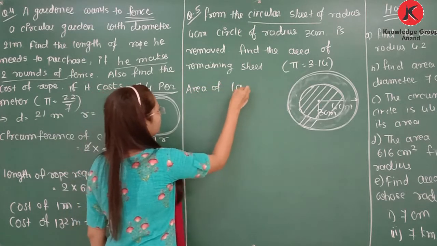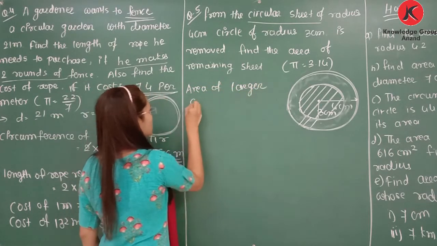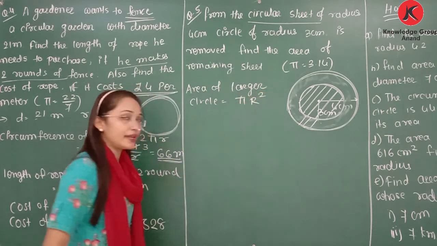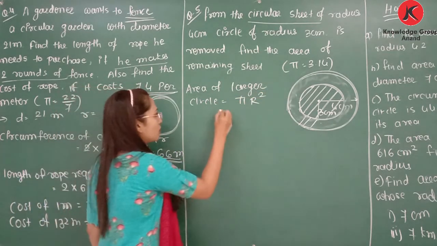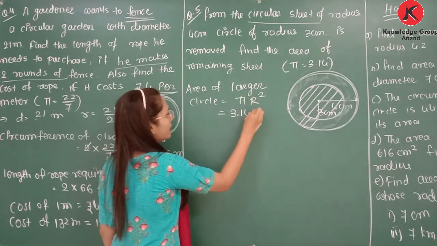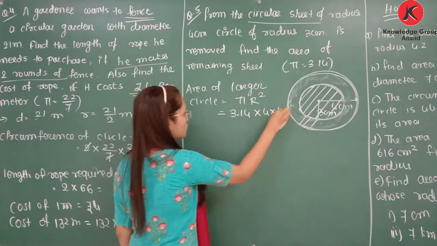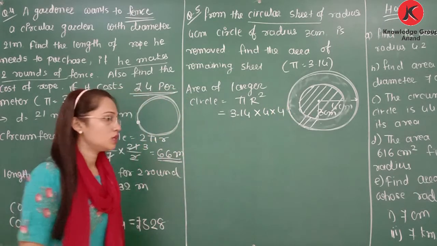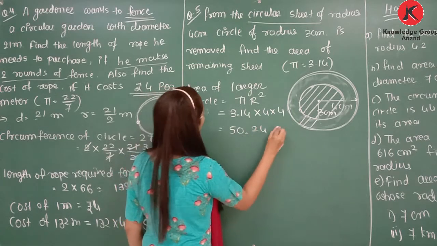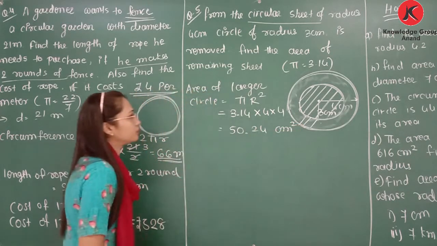So let's find the area of the larger circle, that is pi r square. Here I take capital R for the larger circle. Pi, we need to take 3.14. Radius for the larger circle is 4. So we multiply 4 two times. If you multiply this, you will get 50.24 centimeter square.